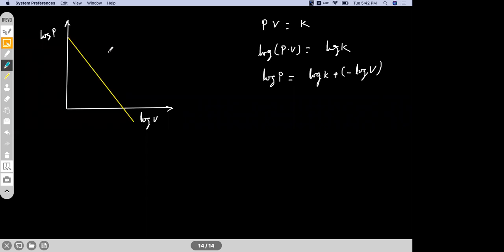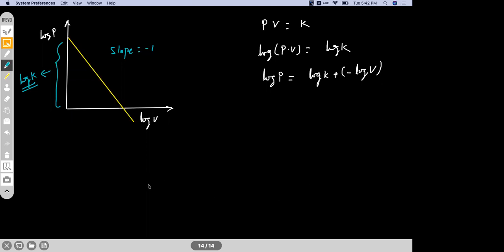Right, and the slope of this line is minus 1, and this y-intercept is nothing but log K, the constant we have. No doubt? Any doubt here?